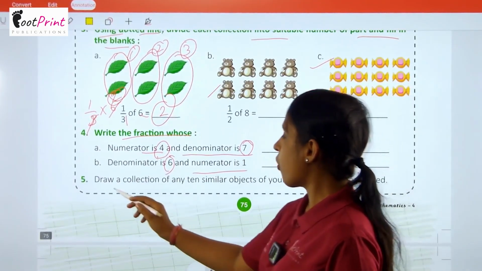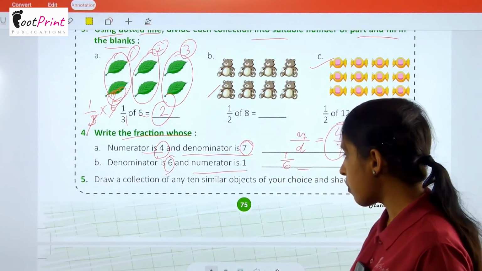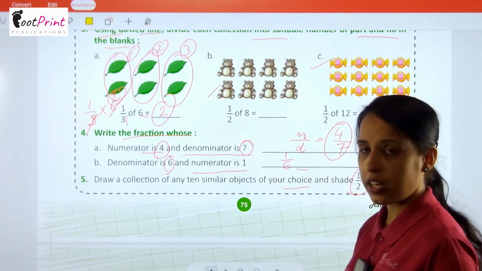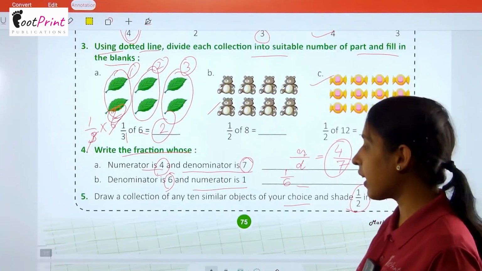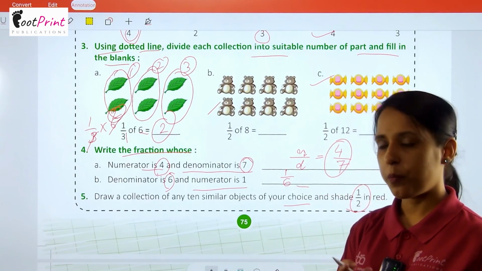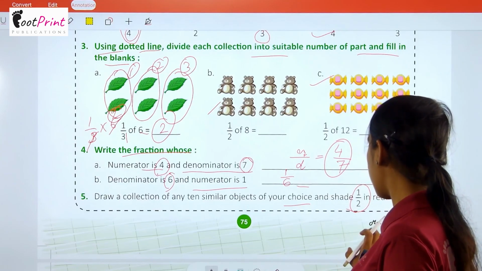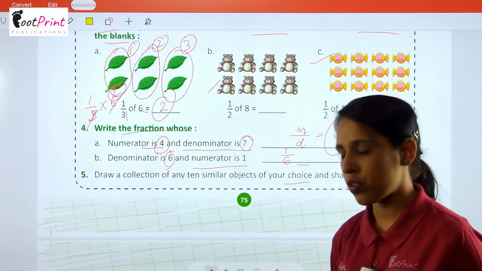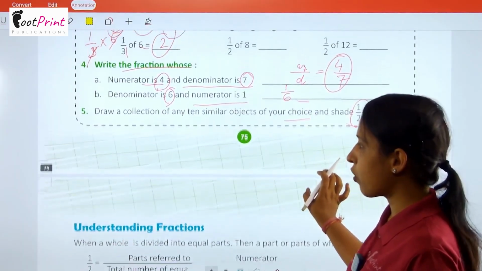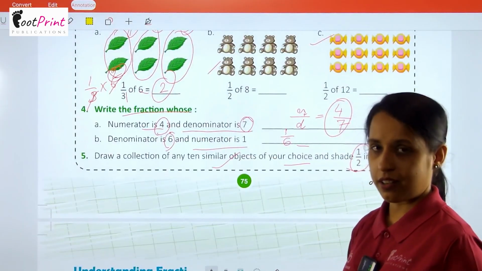Okay, now draw a collection of any 10 similar objects of your choice and shade half in red. So we have to make any 10 objects, whatever you want to draw, and then shade half of the portion. So half of 10 is 5. You will do this question by yourself.